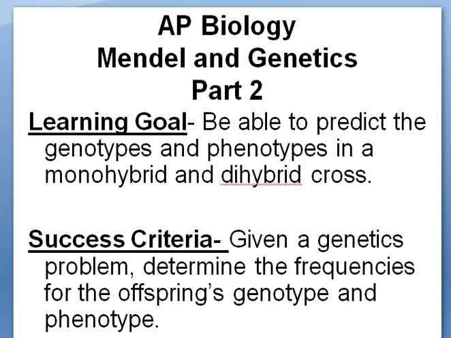AP Biology, Mendel and Genetics, Part 2. Our learning goal, once again, is to be able to predict the genotypes and phenotypes in a monohybrid and dihybrid cross. The success criteria is, given a genetics problem, determine the frequencies for the offspring's genotype and phenotype.